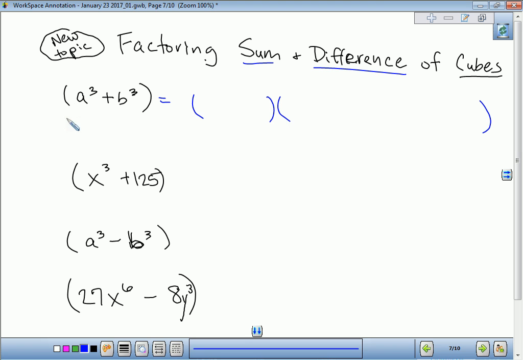Okay, so this is a sum of cubes. What is being cubed here? A. What is being cubed here? B. Since this is a sum, our signs will go plus, minus, plus. It starts with plus. Then we take what was being cubed first and put it there, and what was being cubed second and put it there. And then we square that first one. It's A, so we square it: A squared.